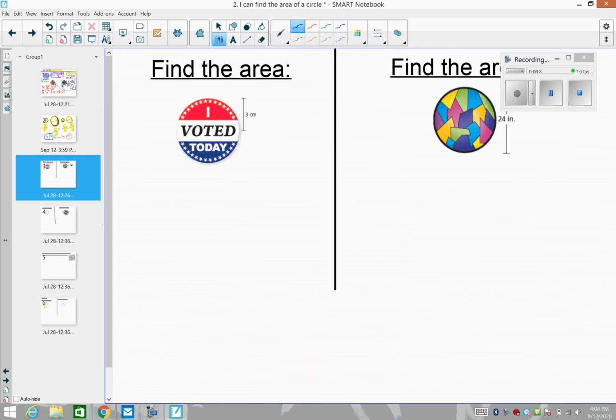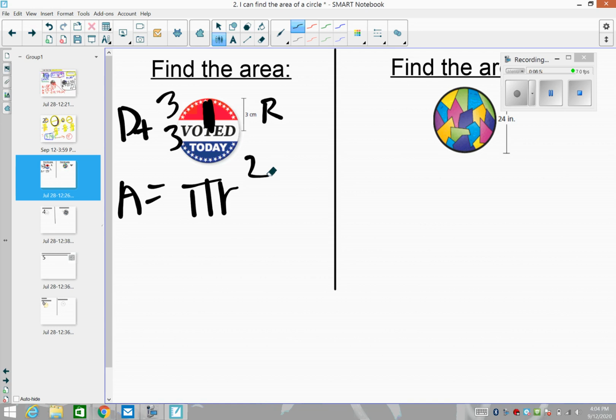I voted today button. So what we notice or observe about the I voted today button is that it has a half line. So therefore that is the radius. So that really would be a 3 plus a 3 all the way across. So that would be the diameter. Area is defined by pi r squared. Sounds like area to me. So we have 3.14 times the radius squared. This is my radius, one half of it. So 3 squared. Boom.